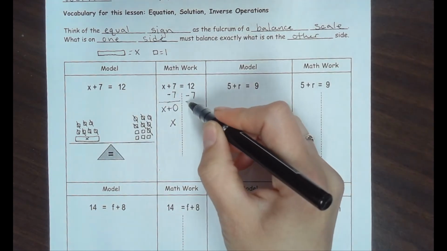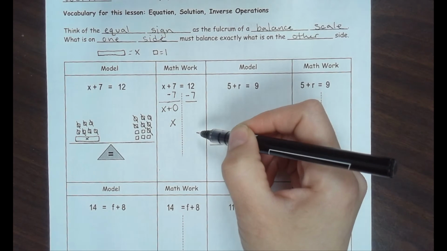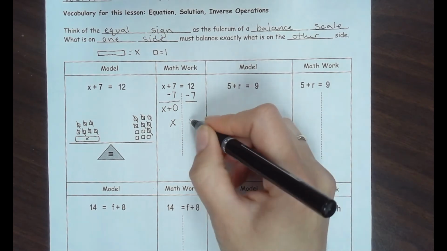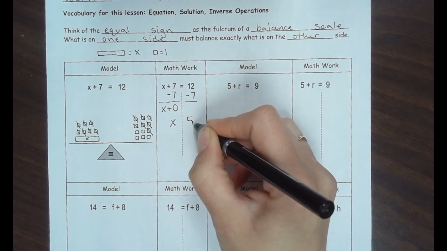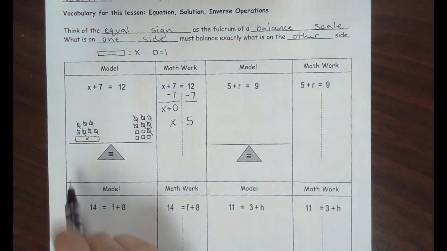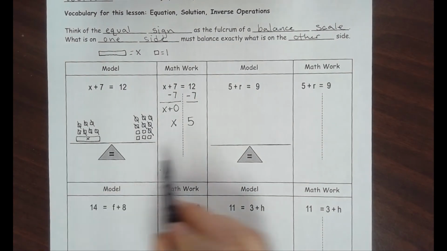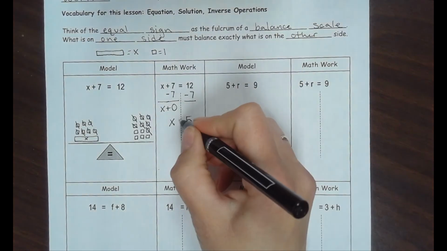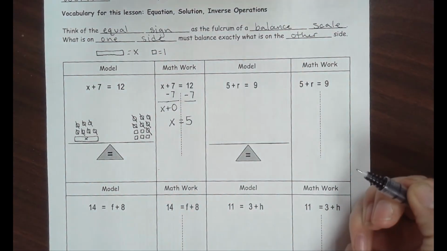But to keep that balanced, on this side, we took off 7 as well. So what is 12 minus 7? Well, we are left with 5 squares on this side now. So, from my picture, do you see how 1x is equal to 5 squares? What we're saying is that is our solution.